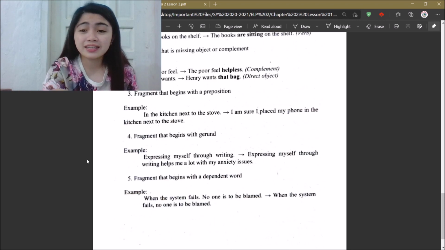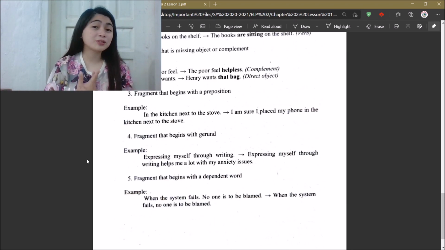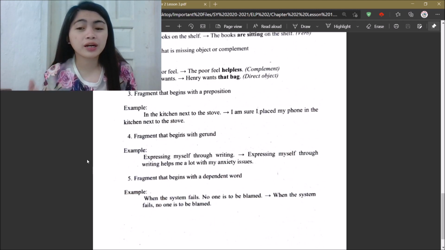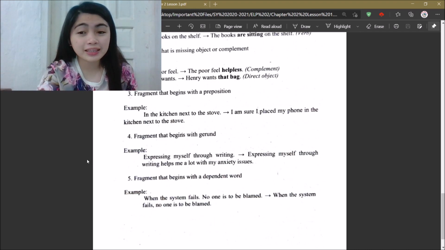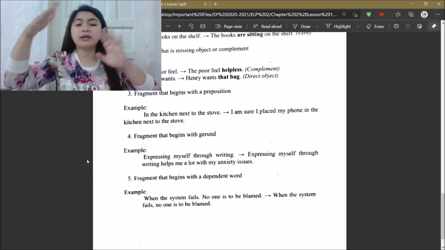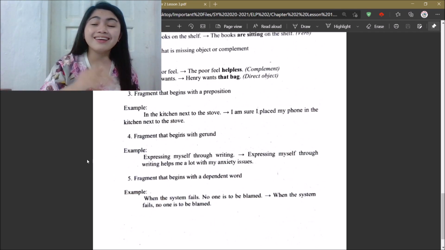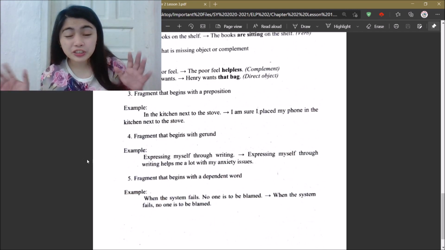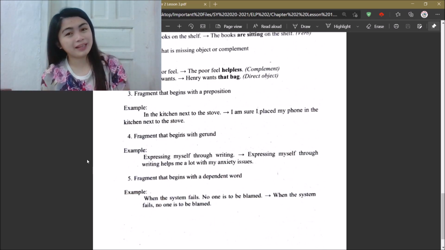So in this case, sabi niya, I am. So I am, ako yung subject of the sentence. Am, the verb am. I am sure I placed my phone. Placed is yun yung ating predicate verb. So predicate verb natin is place my phone. And then, yun na papasok yung ating prepositional phrase or prepositional clause in the kitchen next to the stove. So it is complete na.